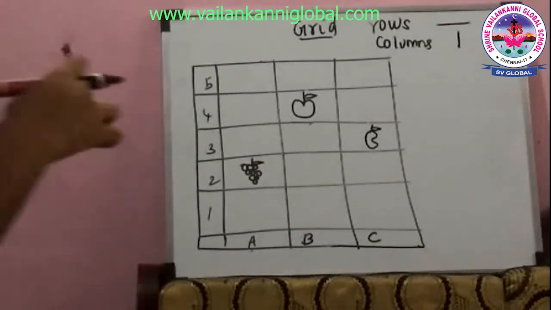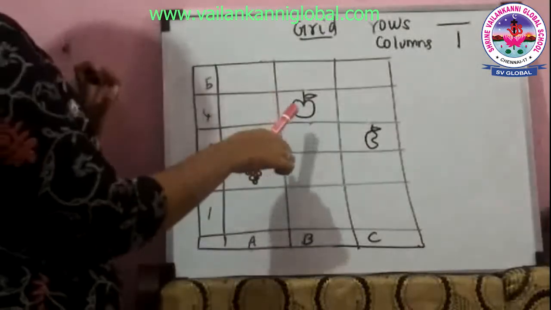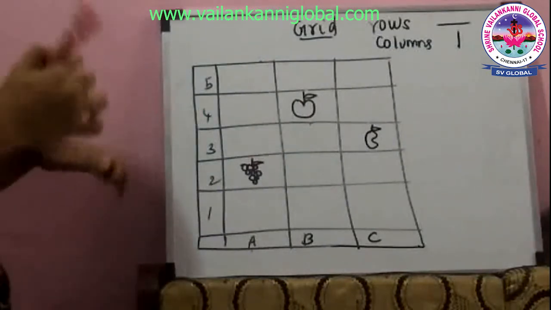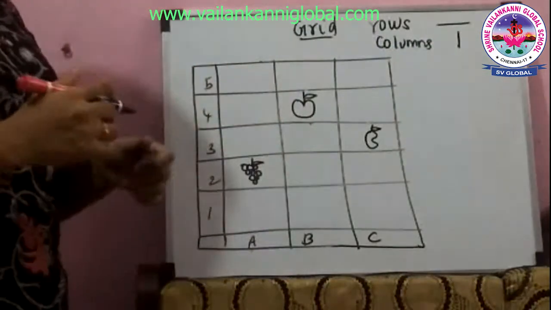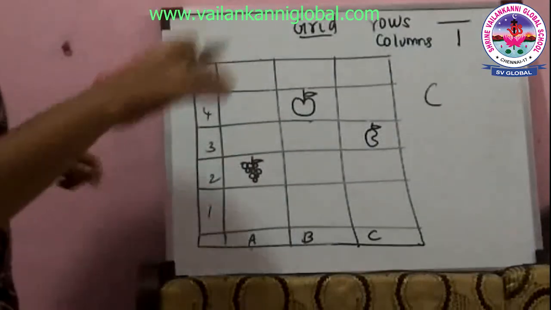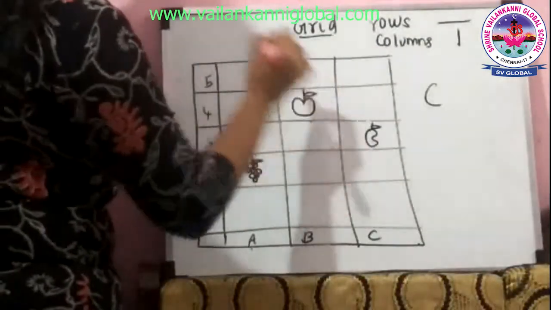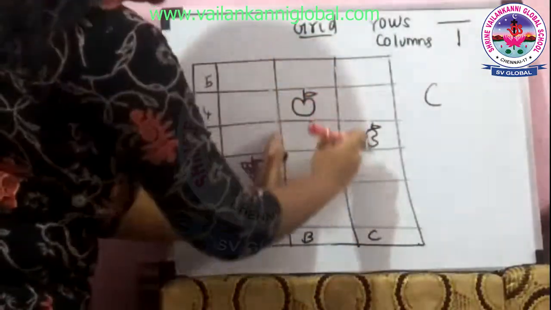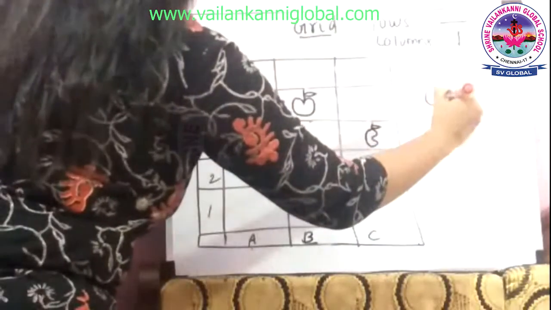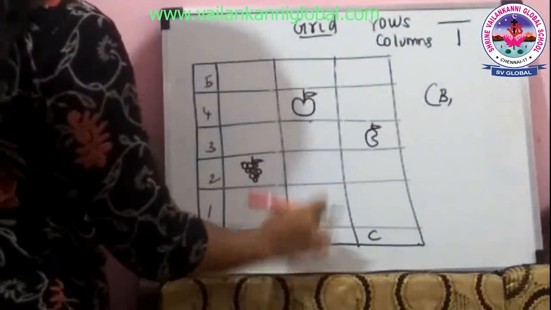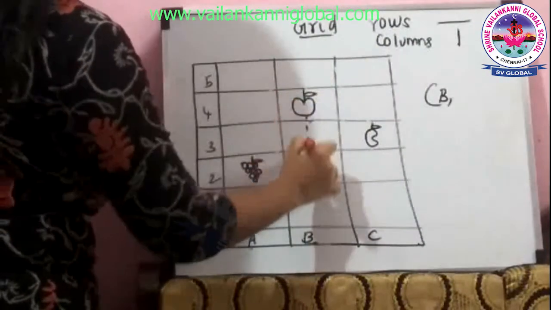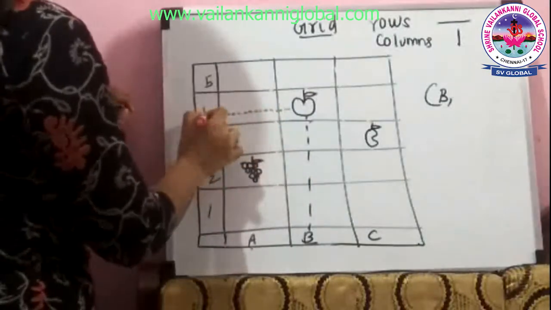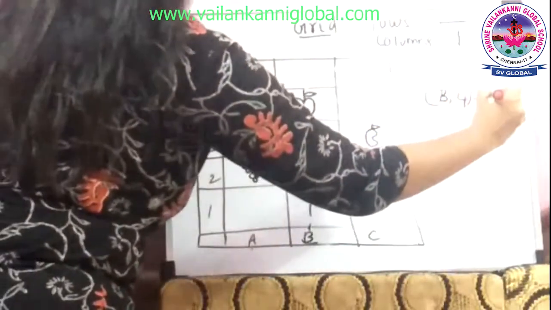Now, if you can see this grid, there is one apple, one mango and some grapes. They are asking you, where is the apple kept? How will you name the position? First you have to tell the column. Apple is in which column? Column is the standing line. It is in B. So B column is over. And what about the row? Row is a sleeping line. So which one? 4. So B comma 4 is your apple.